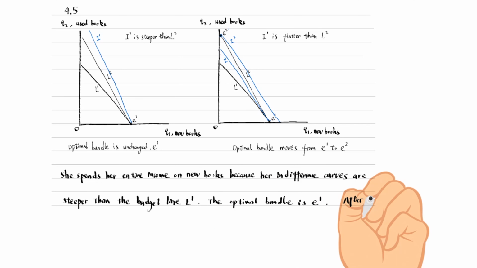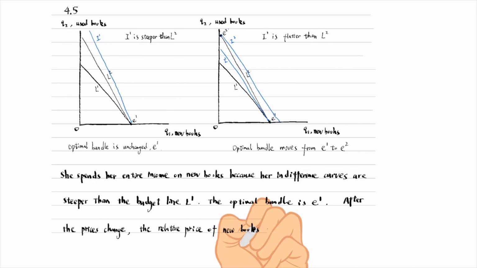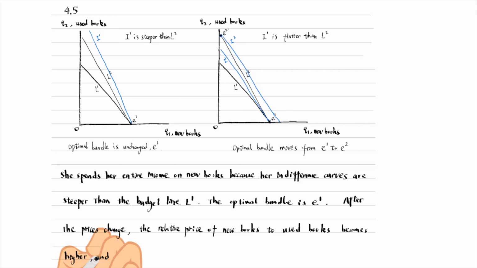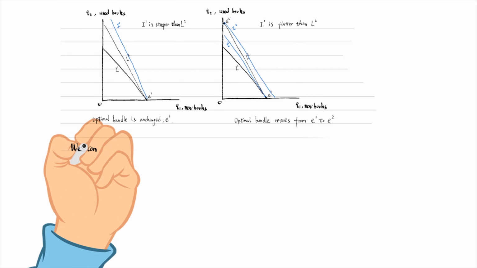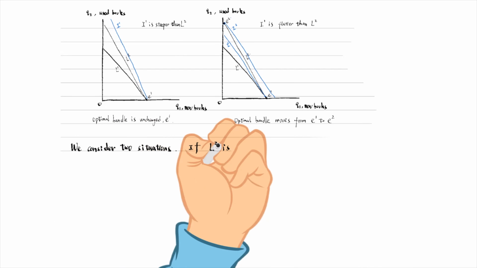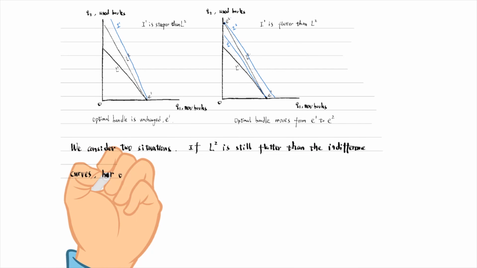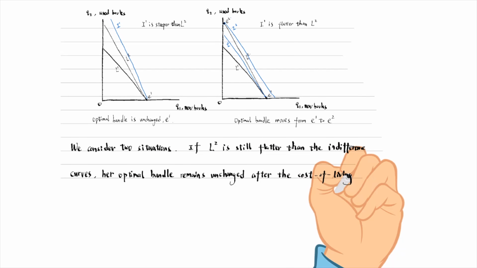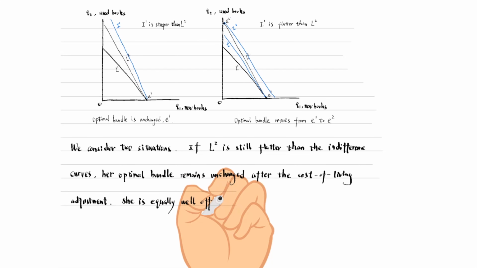After the prices change, the relative price of new books to used books becomes higher, and therefore the new budget line L2 becomes steeper. We consider two situations. If the new budget line L2 is still flatter than the indifference curves, his optimal bundle remains unchanged after the cost of living adjustment. He is equally well off in this situation.